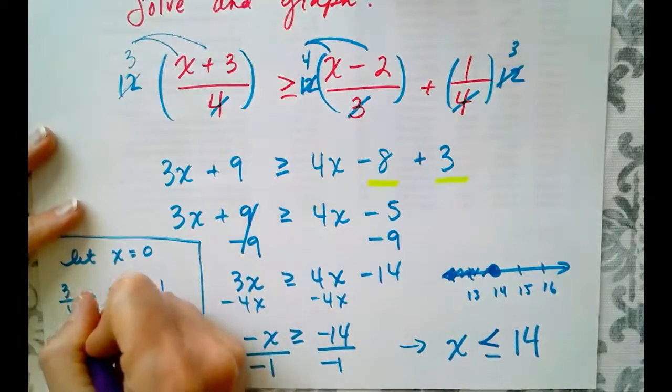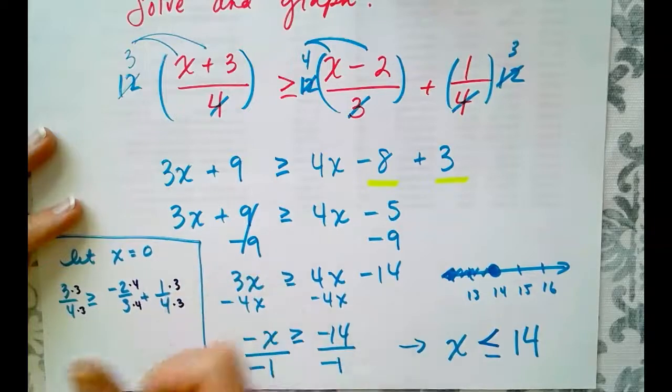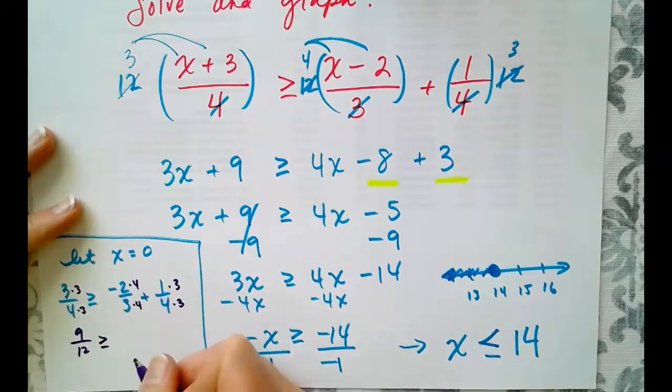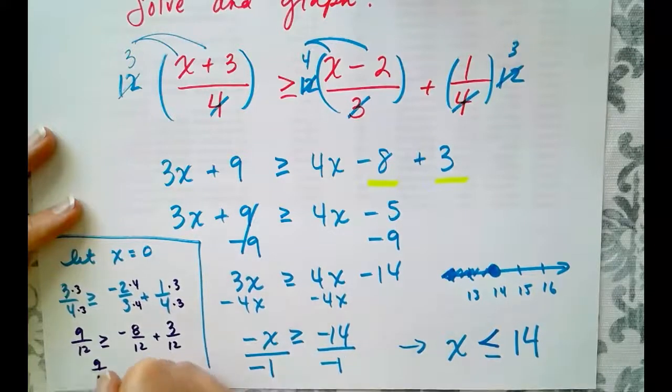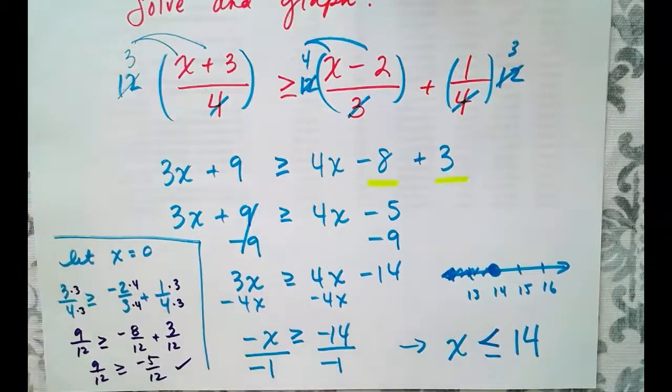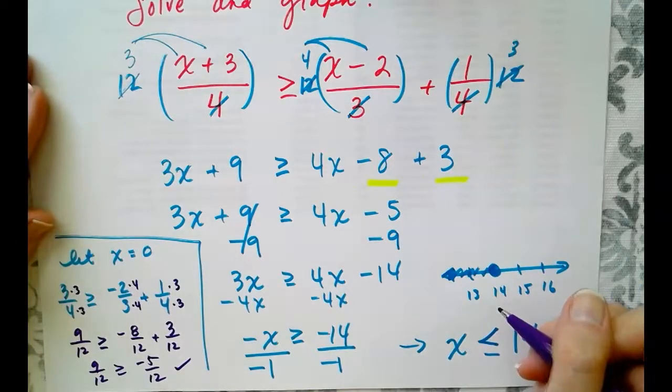So times 3 on the first, times 4 on the second, times 3 on the third. So 9/12, is that greater than or equal to negative 8/12 plus 3/12? Yes, 9/12 is definitely greater than or equal to negative 5/12. It checks. So last thing that we did not do, we need to put our answer in interval notation.